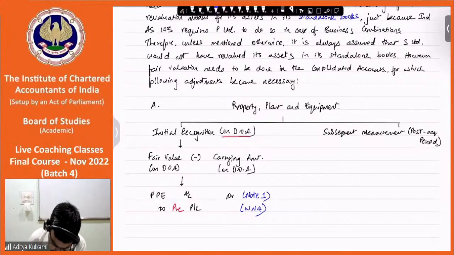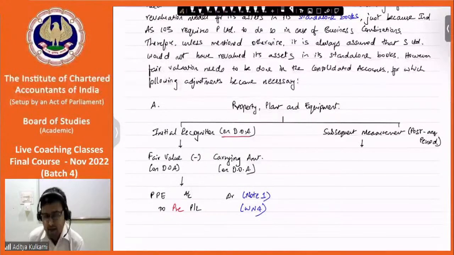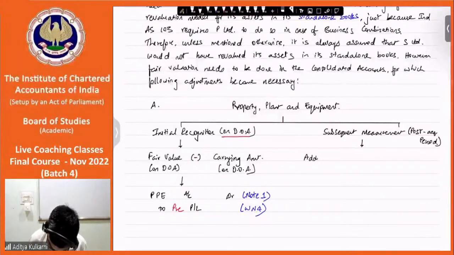Subsequent measurement, what do I do with this? This is essentially the additional depreciation or savings in depreciation. Okay. So, additional depreciation in case of initial upward.